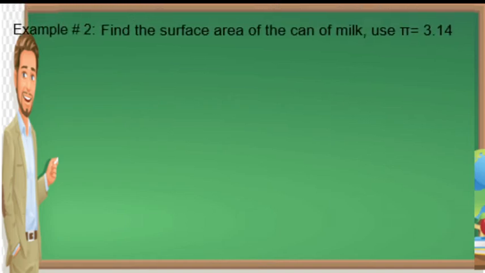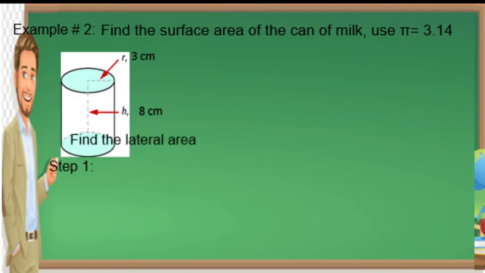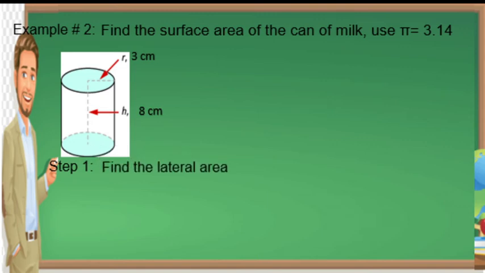Find the surface area of a can of milk. So, use pi is equals to 3.14. Now, this is a can. And the radius is equivalent to 3 centimeter. And the height is 8 centimeter. Okay, let's get first the lateral area. Okay, again, the lateral area is equals to 2 pi RH.